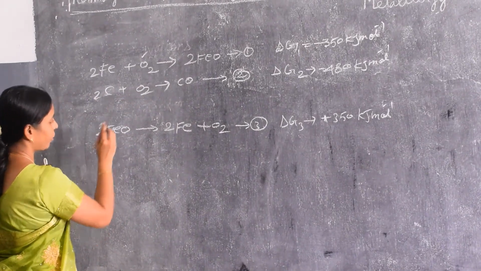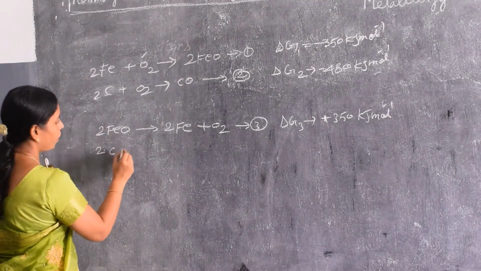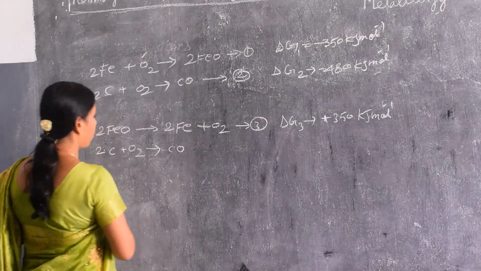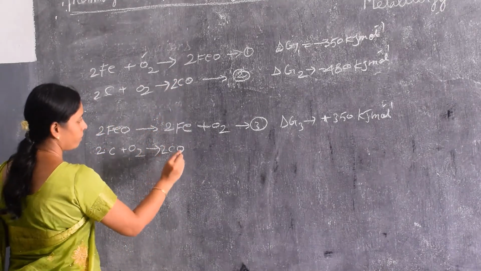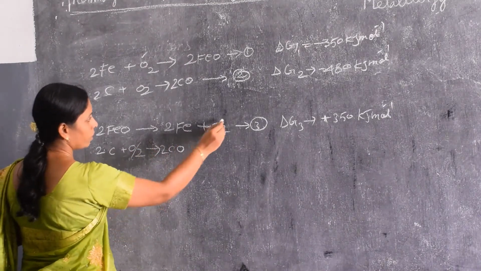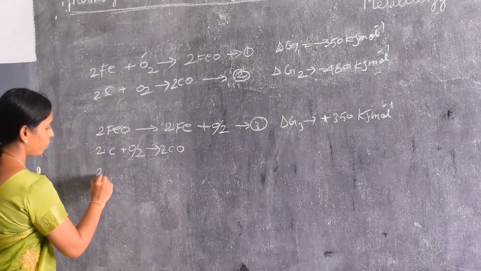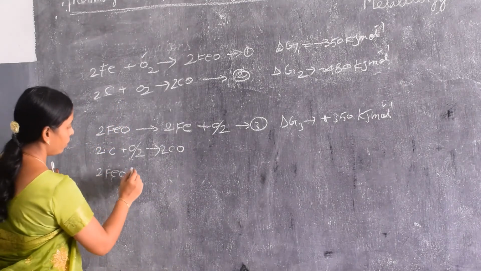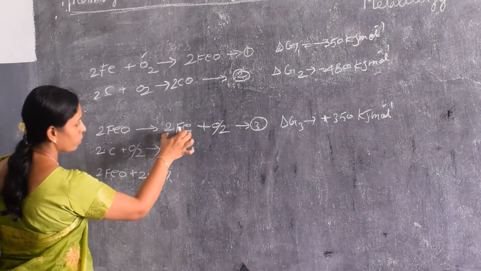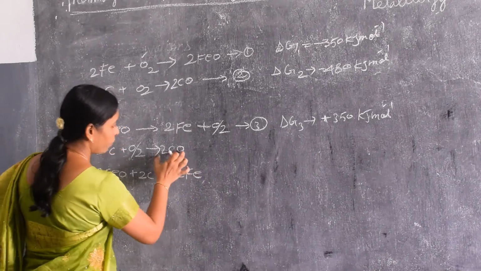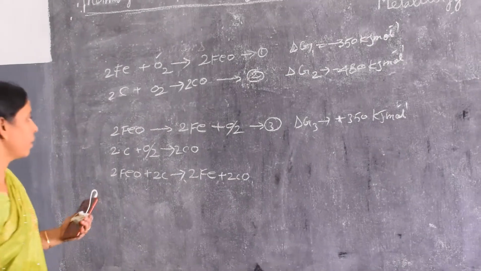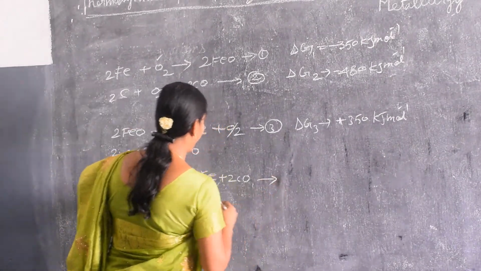So carbon coupled reaction, carbon plus oxygen to form carbon monoxide. So here oxygen is cancelled. So 2FeO plus 2C gives 2Fe plus 2CO. 2CO is formed. This reaction minus பண்றோம் இல்லையா?